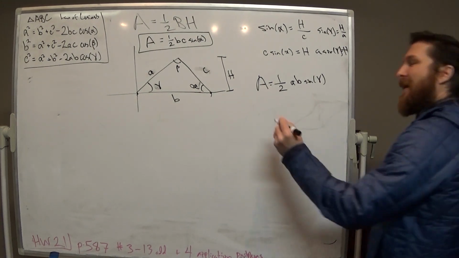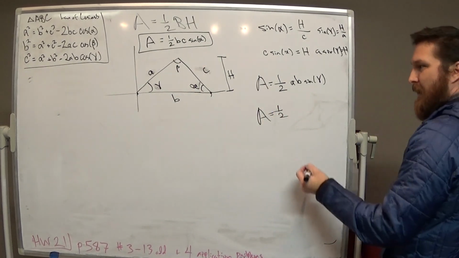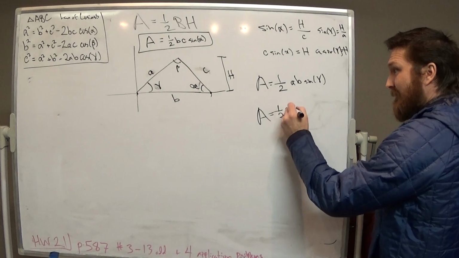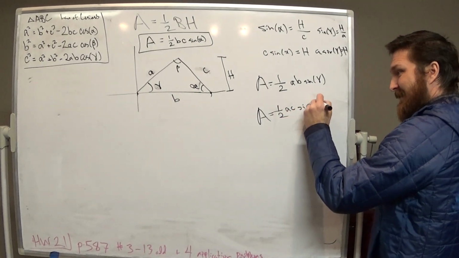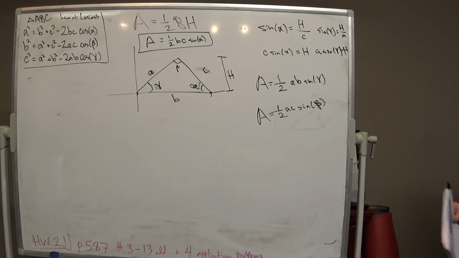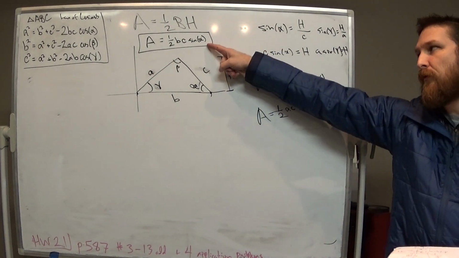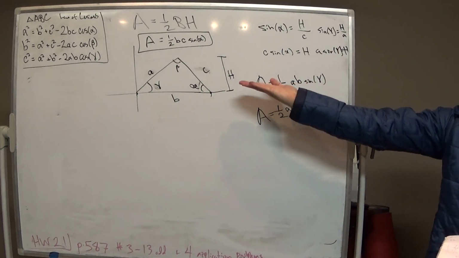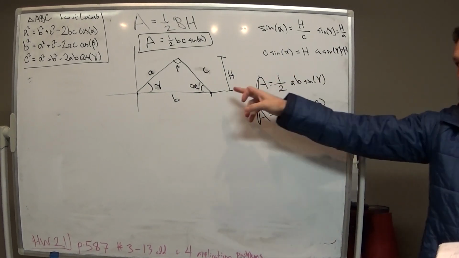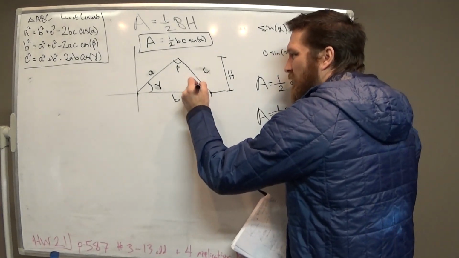What do you think it would be for beta? 1/2 AC sine of beta. And that's true. Now, when you see the proofs in the book, they use an obtuse angle, and in every case, these are all true, right? I think we've pretty much proved this one. This one is the same thing because of the way I've drawn it. Both alpha and gamma are about the same, right? So it should be suggestive to you.